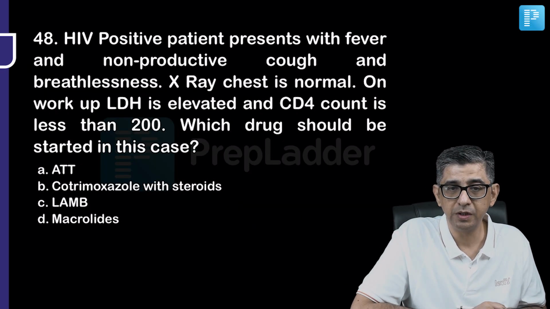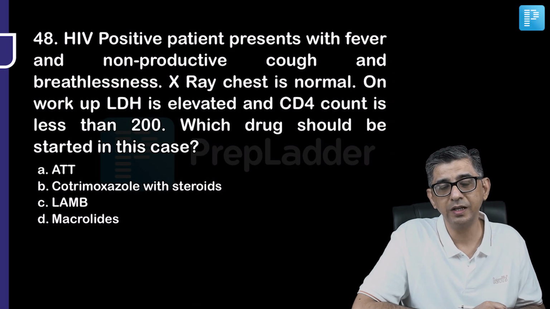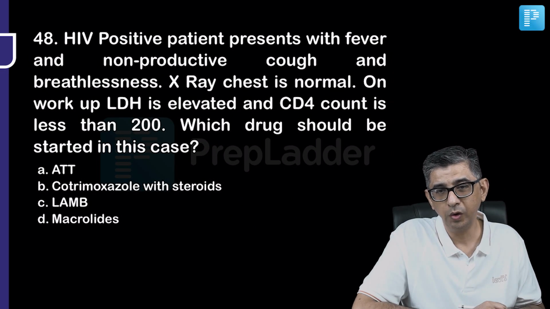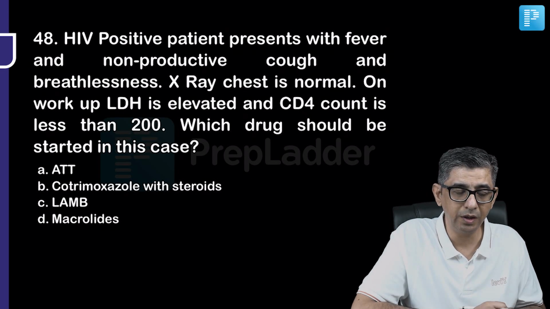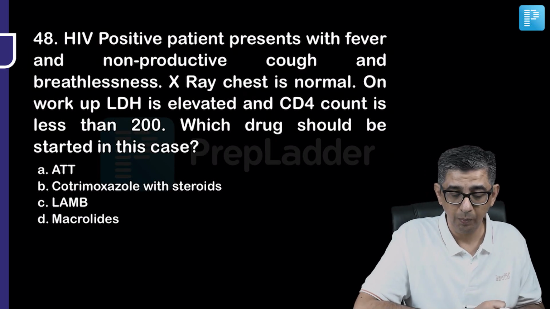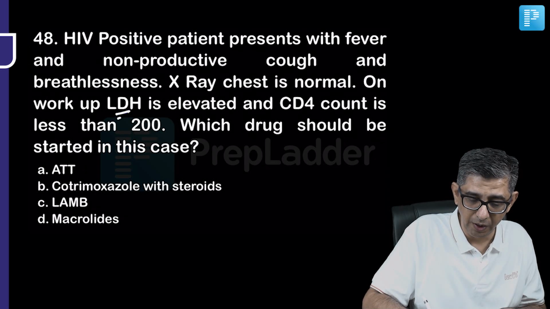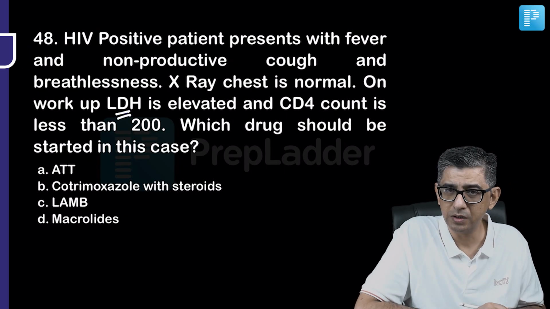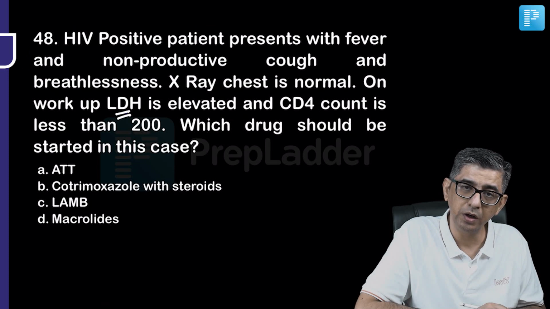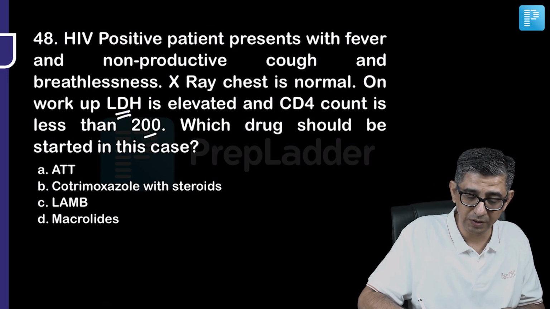Then there was an HIV positive patient who presents with fever, non-productive cough and breathlessness. X-ray of the chest is normal. Now, initially, I'm thinking it could be a URTI, it could be COVID. COVID Delta strain was causing pneumonia, but Omicron is causing only URTI symptoms. But then there's a keyword: LDH in the patient is elevated. LDH can be elevated due to multiple reasons like hemolysis, but LDH can be released even via damage to the lungs as well. Plus the CD4 count of the patient is less than 200.